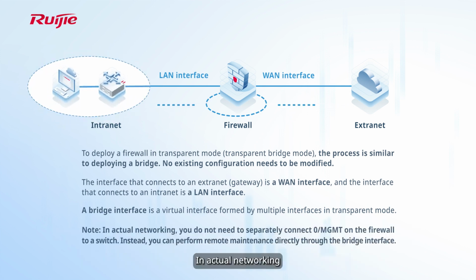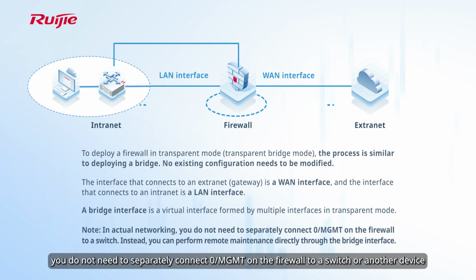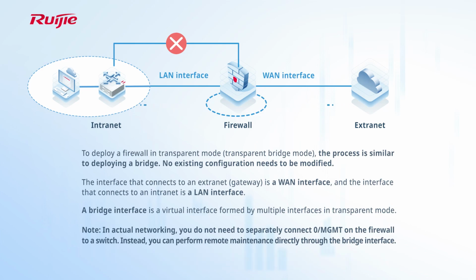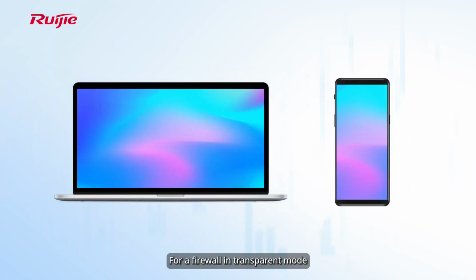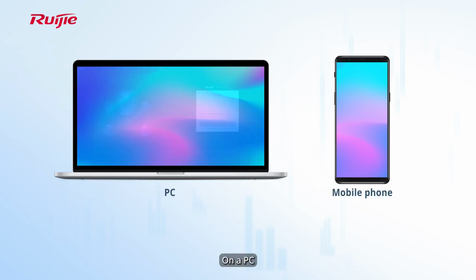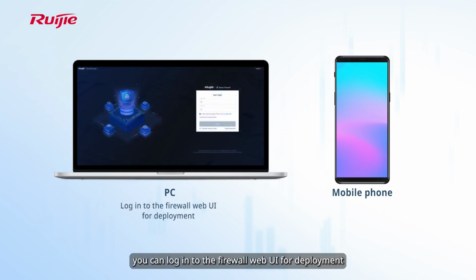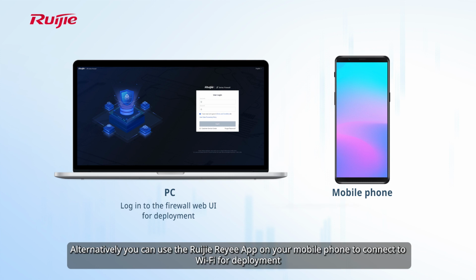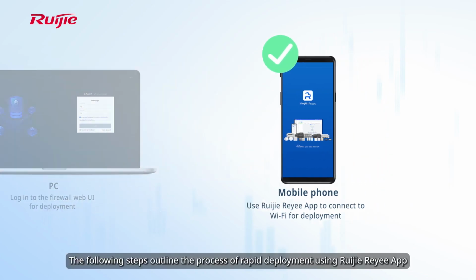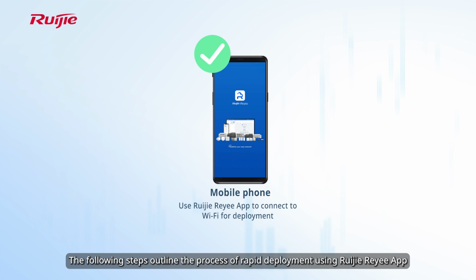In actual networking, you do not need to separately connect 0/MGMT on the firewall to a switch or another device. Instead, you can perform remote maintenance directly through the bridge interface, which simplifies implementation. For a firewall in transparent mode, rapid deployment can be achieved using either a PC or a mobile phone. On a PC, you can log into the firewall web UI for deployment. Alternatively, you can use the Ruijie app on your mobile phone to connect to Wi-Fi for deployment. The following steps outline the process of rapid deployment using Ruijie app.